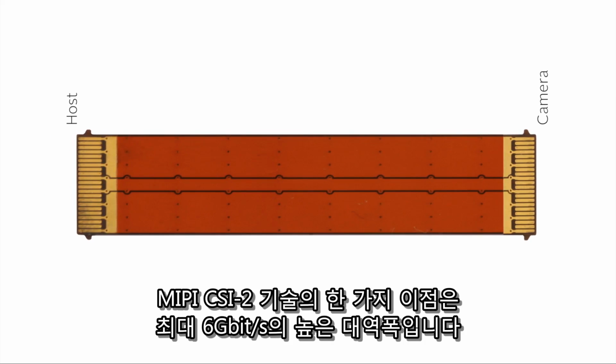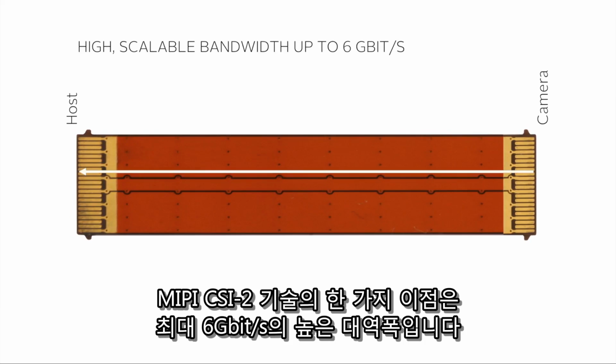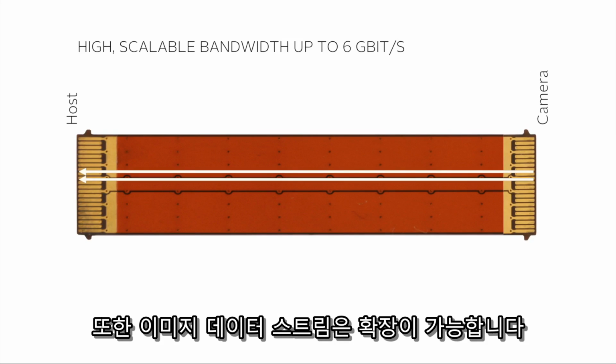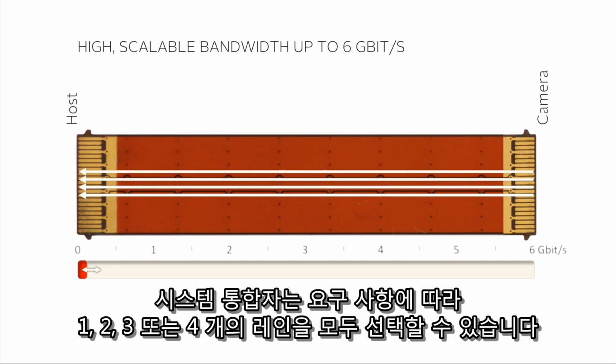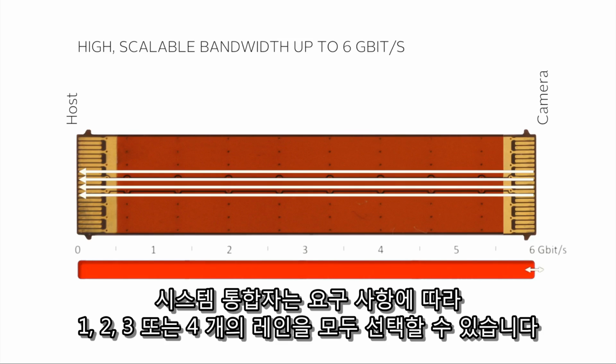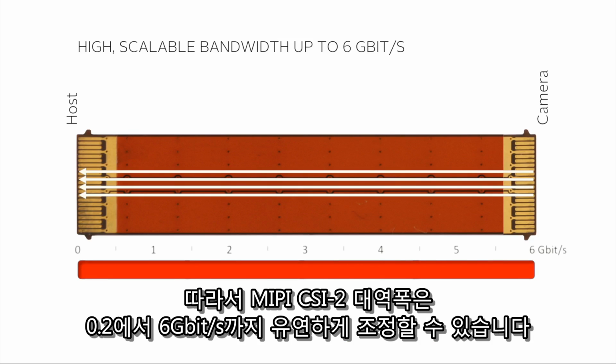One benefit of MIPI CSI2 technology is its high bandwidth of up to 6 gigabit per second of net image data. Furthermore, its image data stream is scalable. Each of the 4 image data lanes has a bandwidth of up to 1.5 gigabits per second, and system integrators can choose to use 1, 2, 3, or all 4 lanes, depending on their system requirements. So the MIPI CSI2 bandwidth can be flexibly adjusted from 0.2 to 6 gigabits per second.